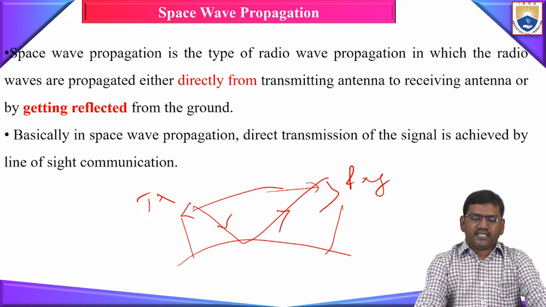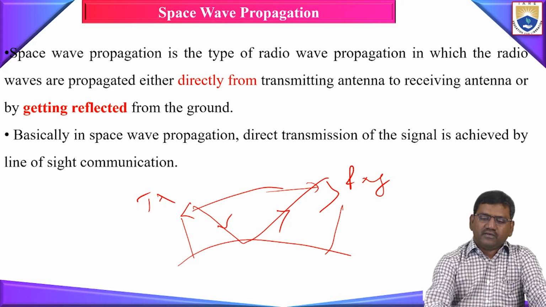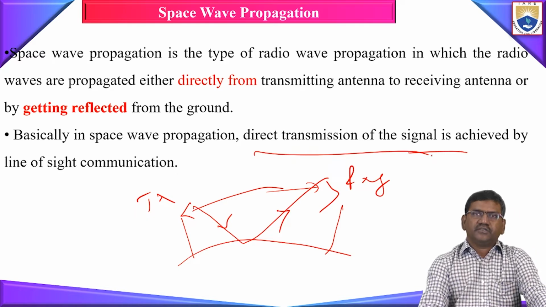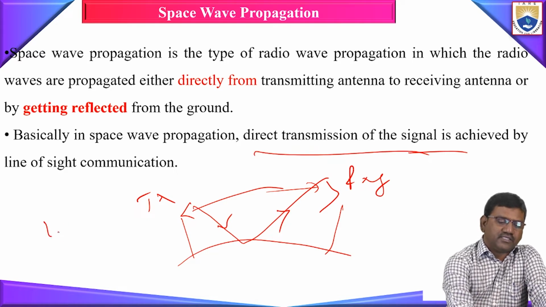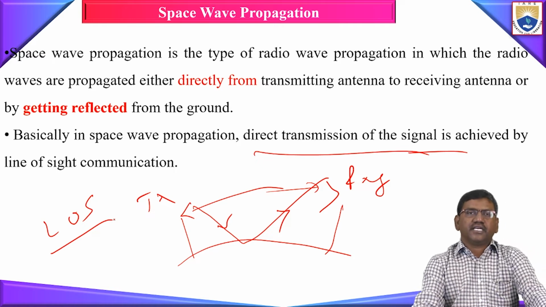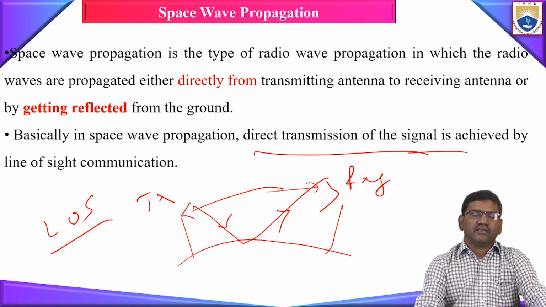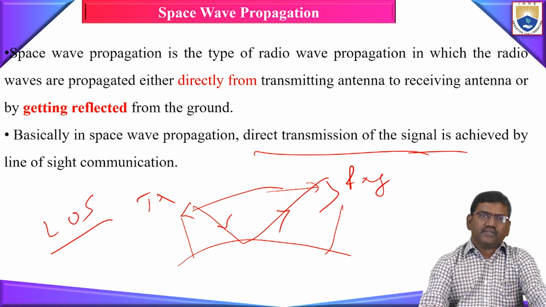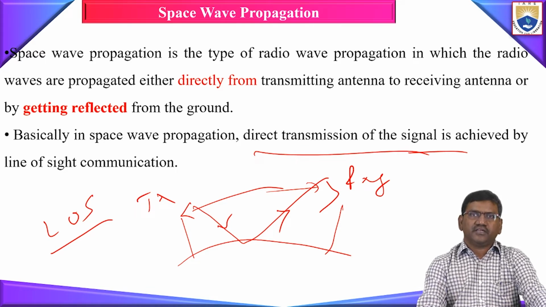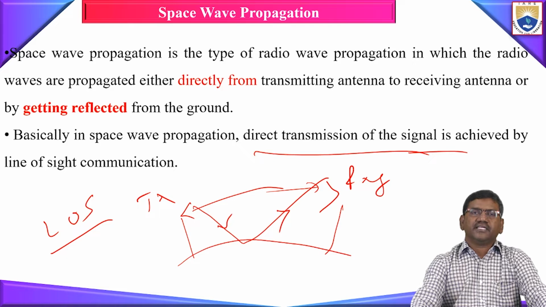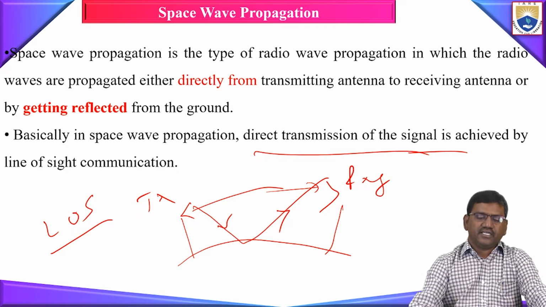Basically in space wave propagation, the direct transmission of signal is achieved by line of sight communication. Line of sight means we are going to transmit the signal directly to the receiving antenna from the transmitting antenna without any obstacles. If there are no buildings or trees between the transmitting antenna and the receiving antenna, then there is a direct path between them. This mode of communication we call line of sight communication.